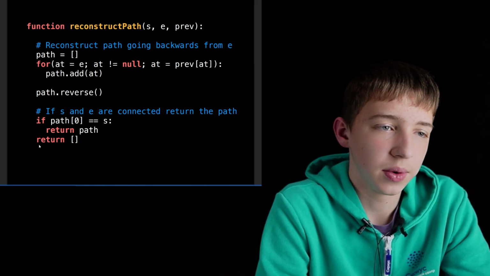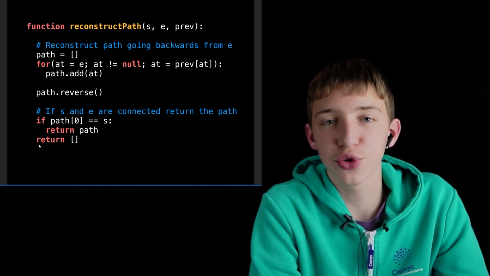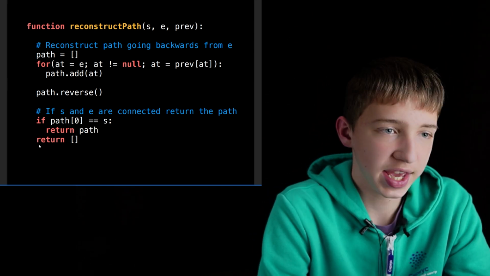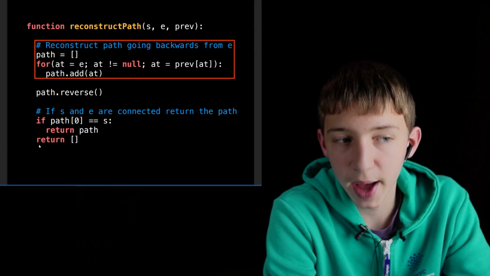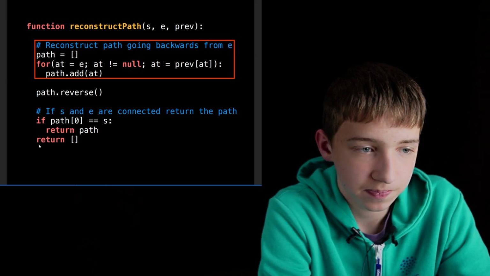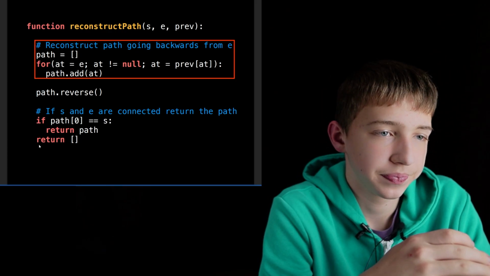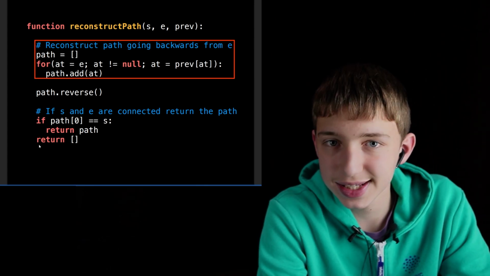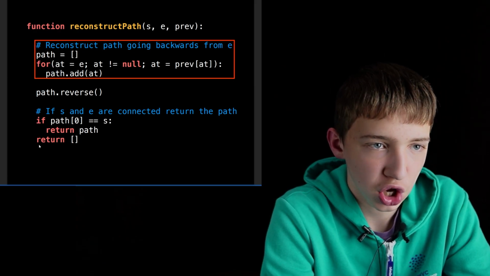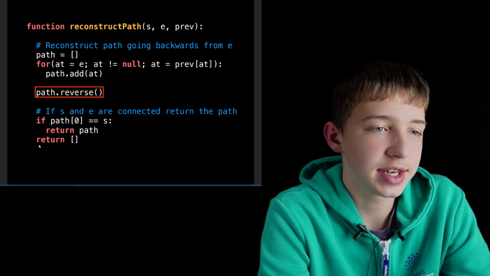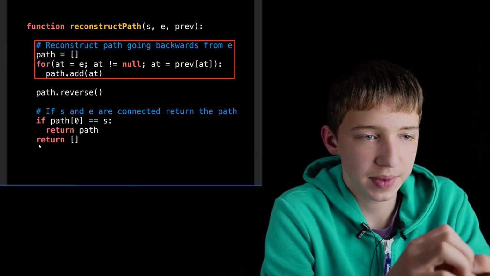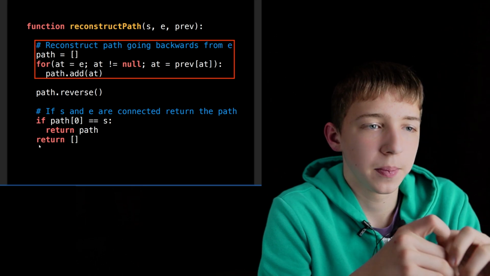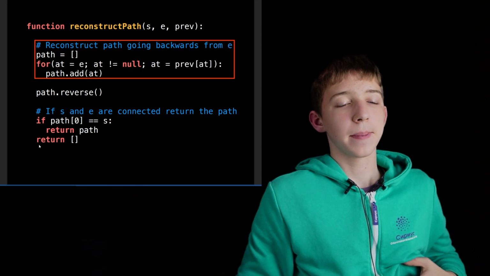All right, so in reconstruct path, what we're doing is traversing through the prev array. We're declaring a path variable. We can call it the ans variable, res variable, whatever. That is just the result of the reconstruction of the path. And next, what we're doing inside this for loop is traversing through prev.